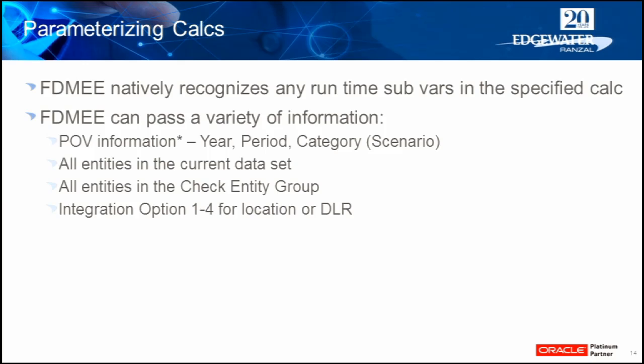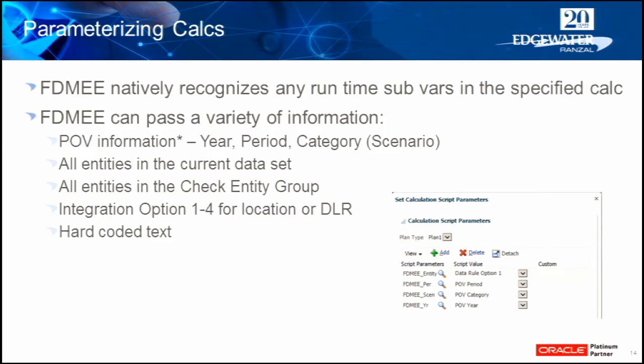I can put them on the location. I can put them on the data load rule. And I can also use hard-coded text. So in FDMEE, when I register my calculation, I go in and say, okay, what are the runtime substitution variables to be used by that calculation? Pops up on the right. I click add. I can browse out.